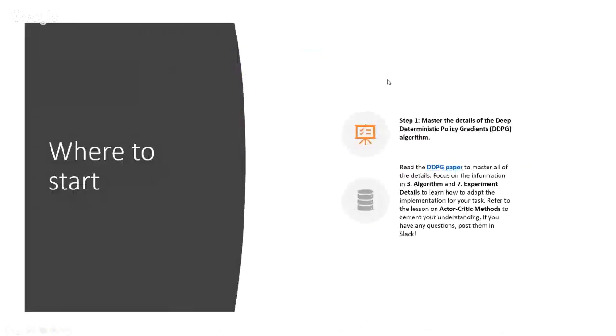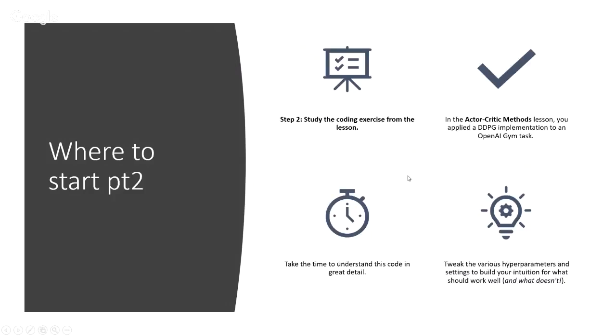So the first thing I would do is master the details of DDPG. That will be the easiest one to get going. It does take a while, and I would say that you might take 6 to 8 hours, even longer, to train, depending on whether you use GPU or CPU. But basically go through the paper and try to get your head around it. Study the coding exercises from the lessons. Go through the DDPG that's available, take time to understand the code in great detail, and tweak hyperparameters to see what's going on.